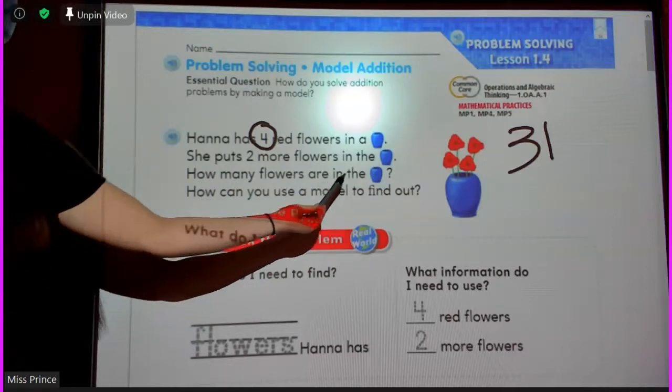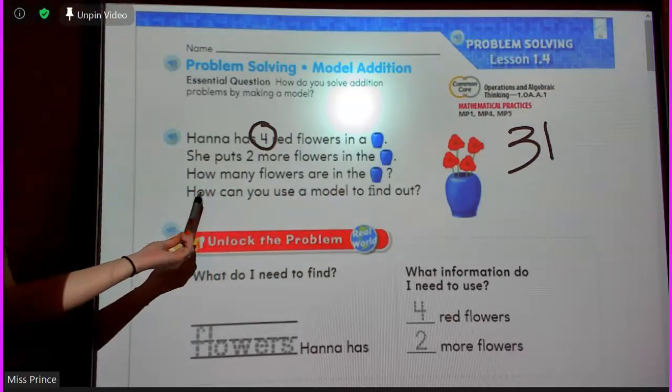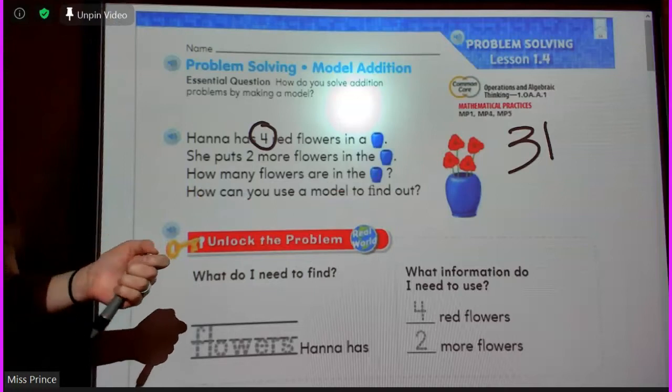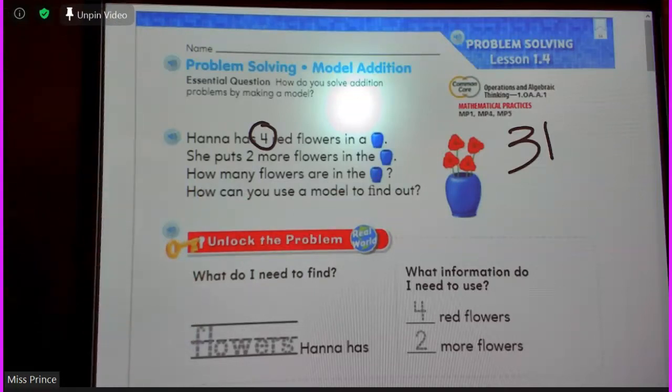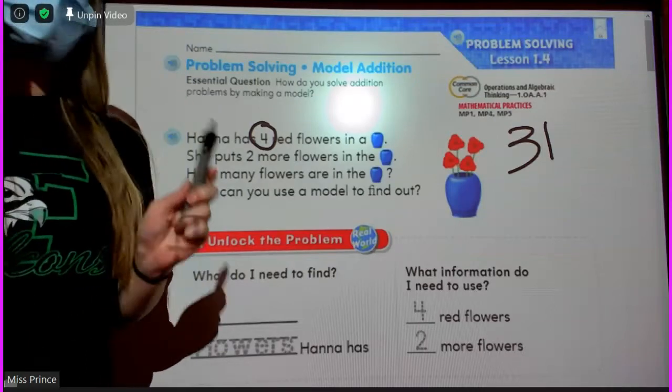How many flowers are in the vase? How can you use a model to find out? This is going to walk us through the problem. It's going to tell us everything we need to know, and then we can solve it.